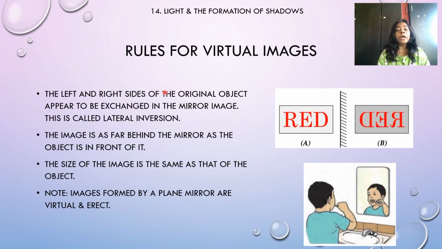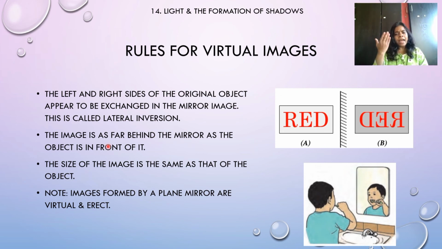Now, the rules for virtual image. The images formed in a mirror are virtual images, children. They are imaginary images. So, what are the rules for virtual images? The left and right sides of the original object appear to be exchanged in the mirror image. This is called lateral inversion. See, the word red is seen in this way when you see it in the mirror.